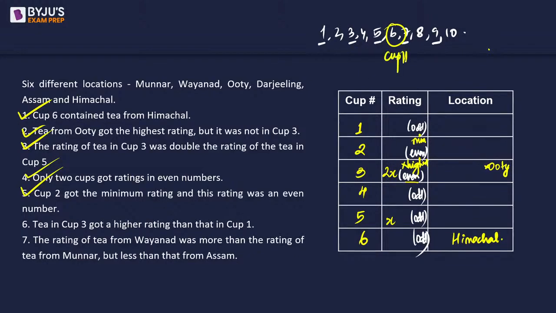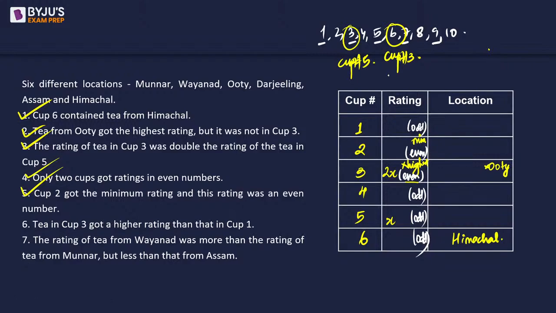Let's say this is cup number 3. If this is cup number 3, then cup number 5 is going to be an odd number. This makes sense. Next cup number 3 can be 4. In that case, cup number 5 is going to be 2. Which is going to be a difficult scenario, right? Because we can't have even number as cup number 5.